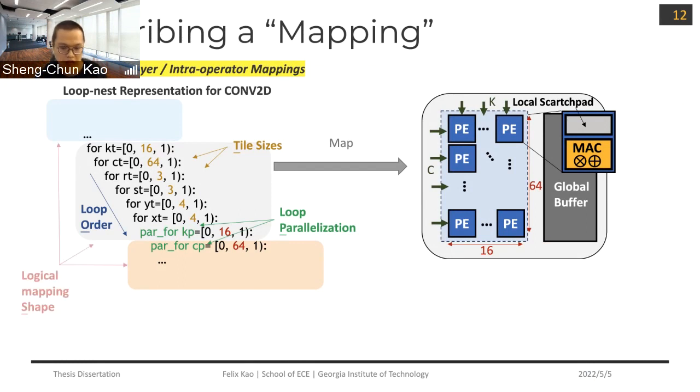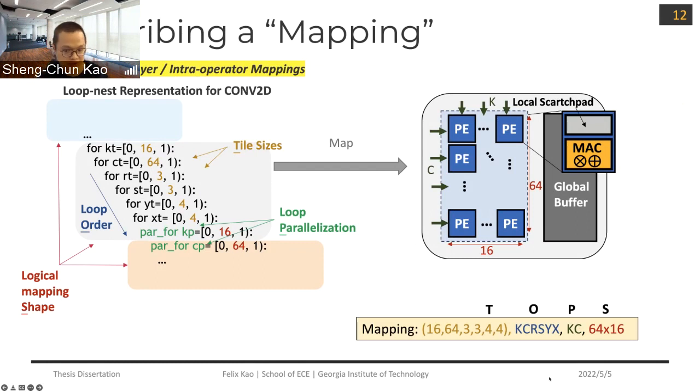Lastly, we have logical mapping shape, or we also call it level of tiling. It describes the number of tiling levels we use in this mapping, corresponding to the buffer hierarchy like L1, L2, L3 buffer and main memory. It also describes the logical shape of the compute unit, like a 2D PE array shape of 16x64. Finally, T for tiling, O for ordering, P for parallelism, and S for shape form the four DNN mapping axes for a DNN accelerator.